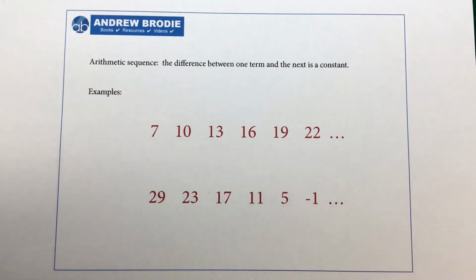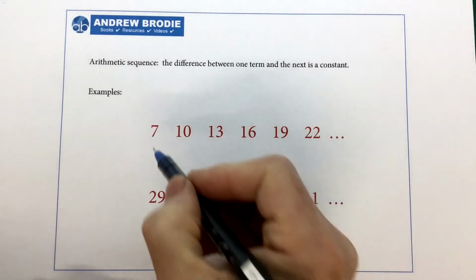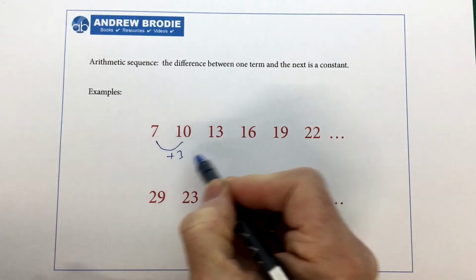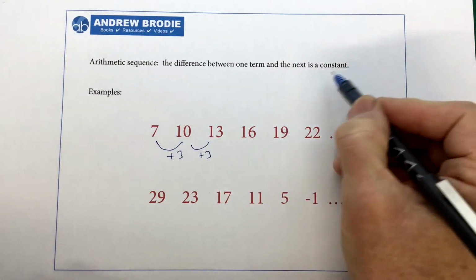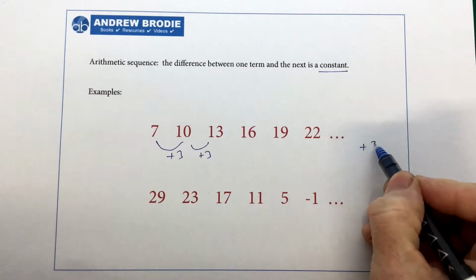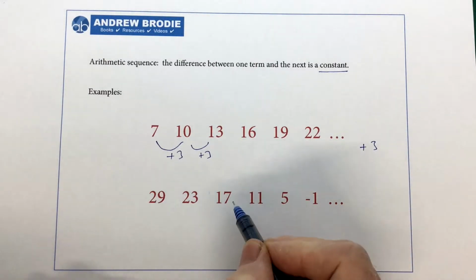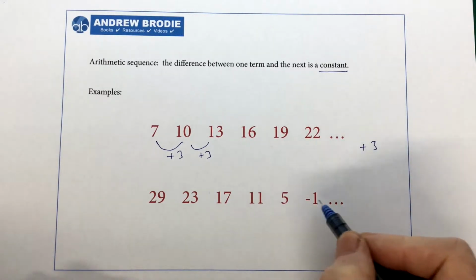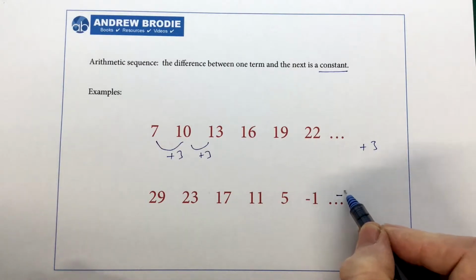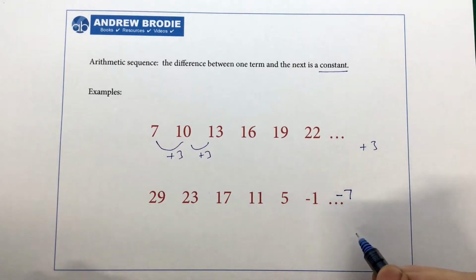An arithmetic sequence. The difference between one term and the next is a constant. It's called an arithmetic sequence. So to get from 7 to 10, we add 3. Add 3. So the constant here is plus 3. This one, we're going down in sixes. So the next number there would be minus 7 or negative 7. So the constant here is minus 6.